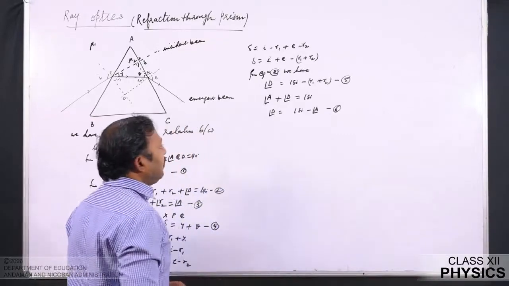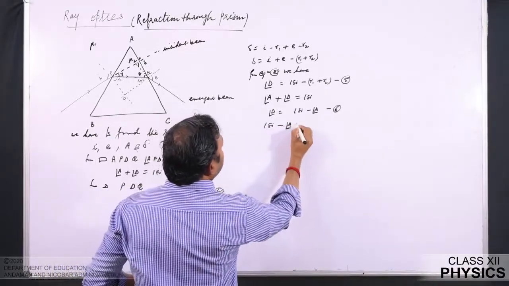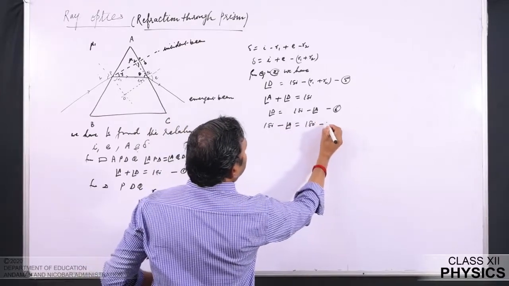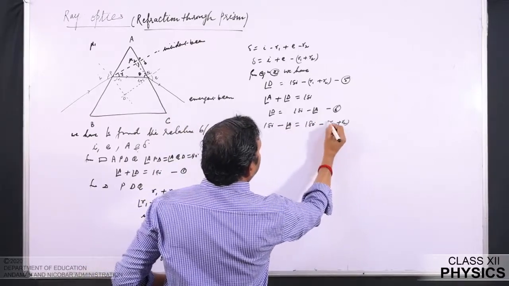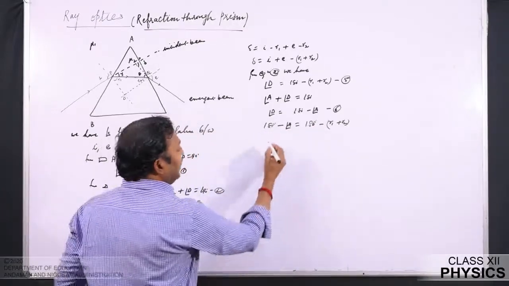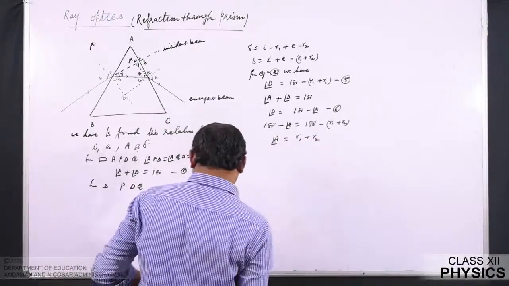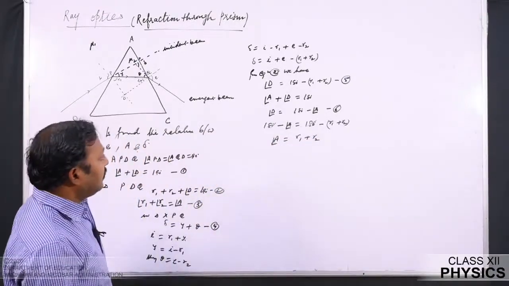Now, equating 5 and 6 gives 180 minus angle A is equal to 180 minus r1 plus r2. So, here 180 gets cancelled out, and finally you will get angle A is equal to r1 plus r2. Now, we got the value of A as r1 plus r2.